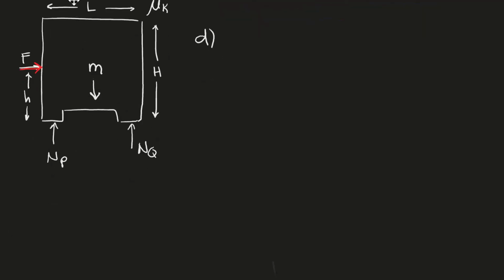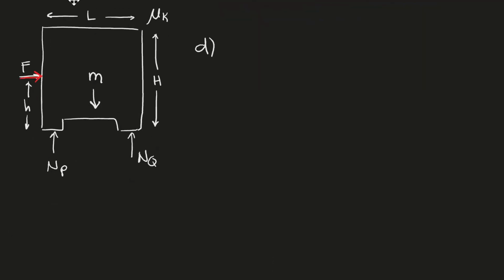Alright guys, now for part D. I took the liberty to bring this image down and to give us a way to take the moment a little bit easier. So what does part D say? Part D says find h max, the maximum height at which the person can push the dresser without causing it to topple over. So this is a tipping problem, and generally when you have a tipping problem, you want to take the moment about the part or the leg or whatever the problem has, the very edge piece that it's tipping over.